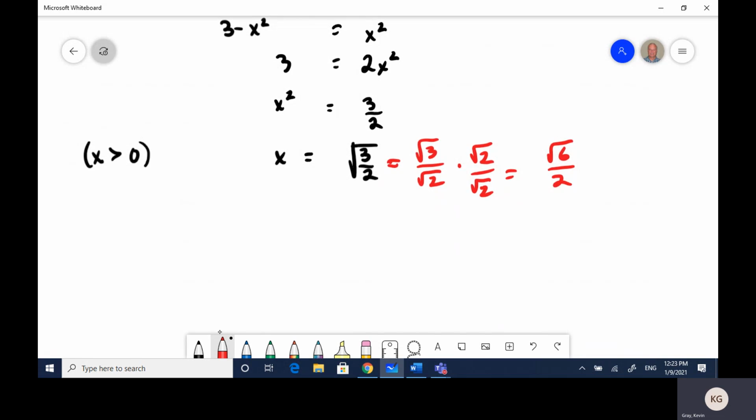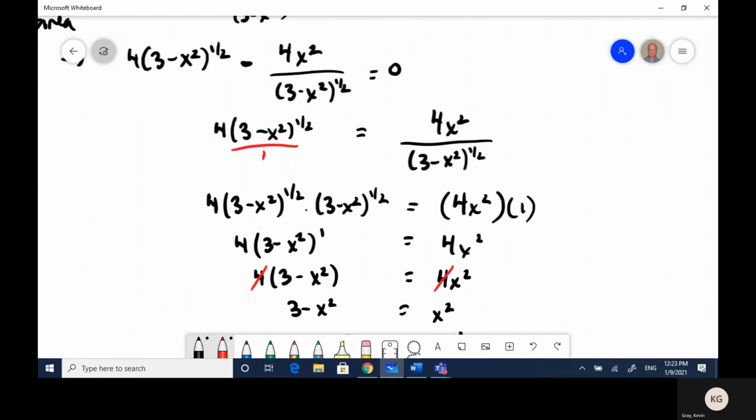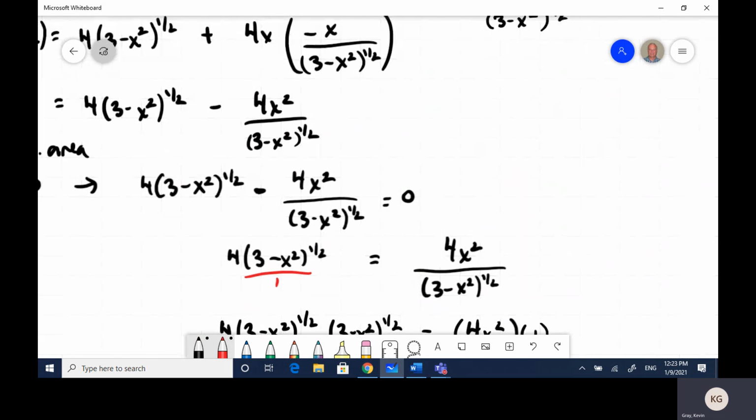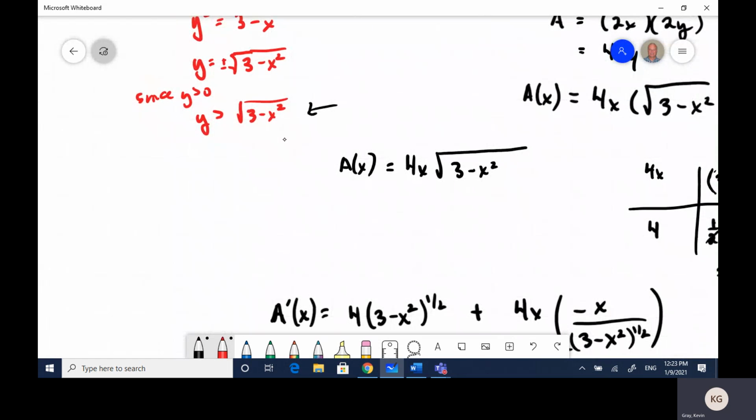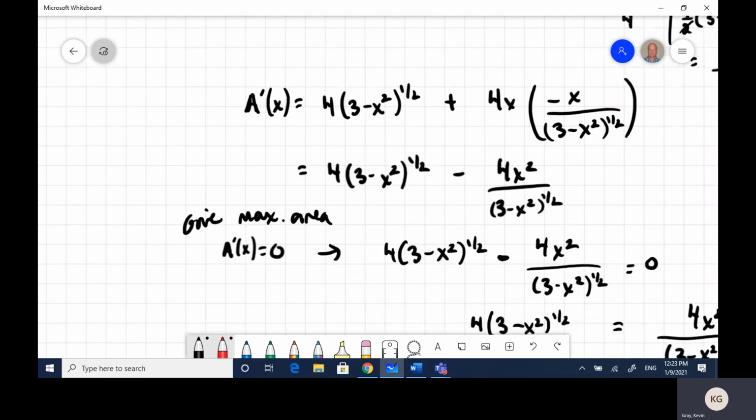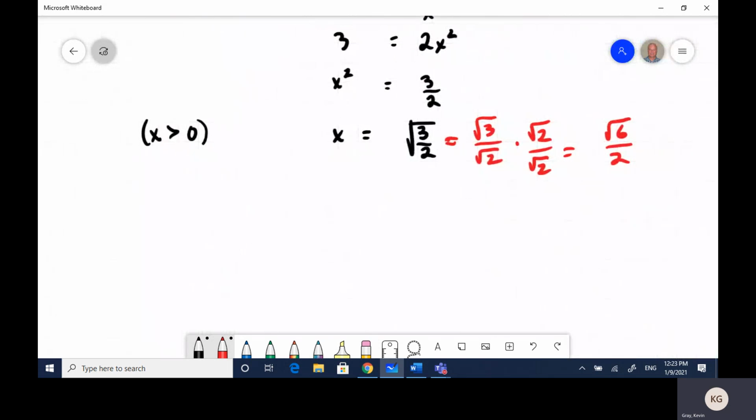Okay, so what's y? Now I've got to use my constraint equation way up here to find out what y is. I know what x is. Okay, so I found x to be root 6 over 2. Or I could use this expression, right? That's fine. So y.